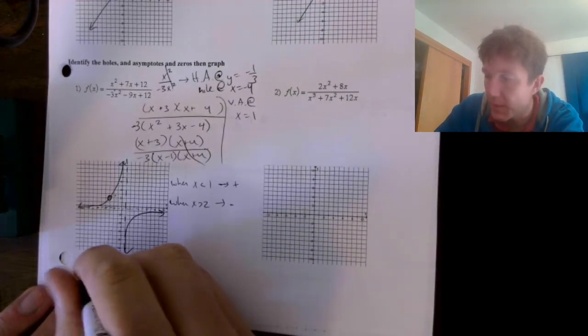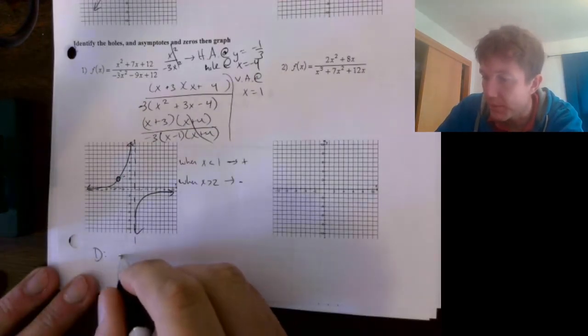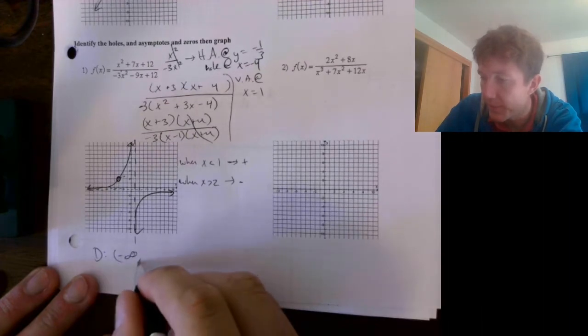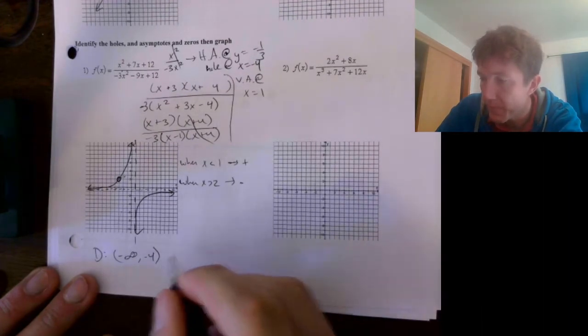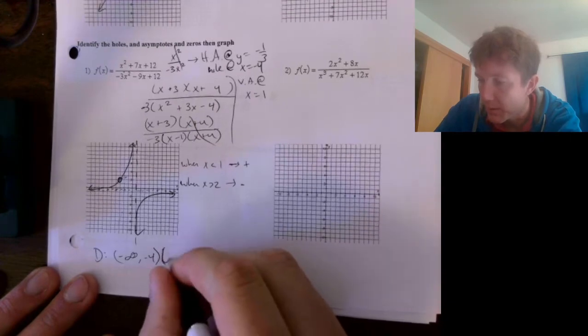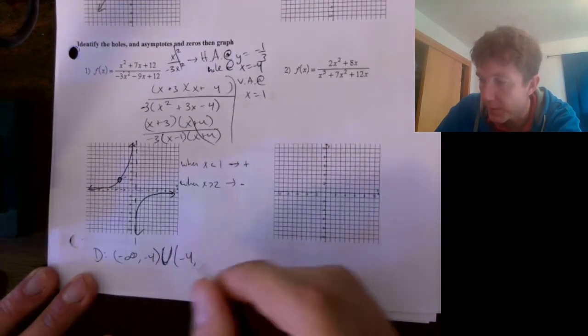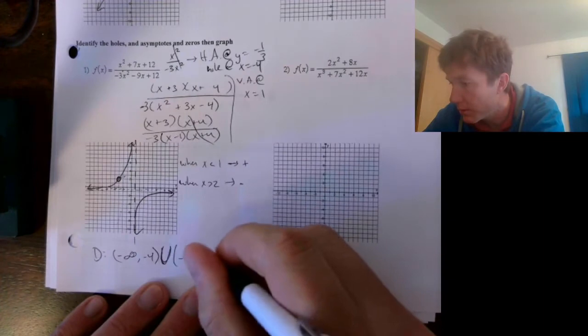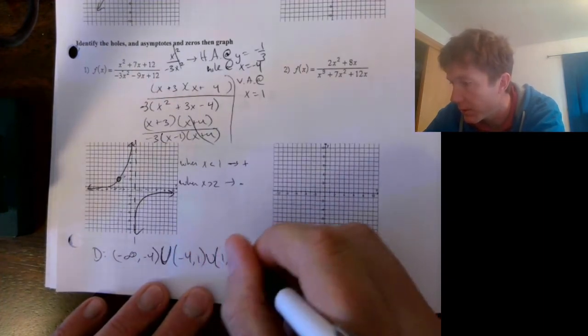So if you want to say your domain, the domain is going to be -infinity to -4, and then we can use this sign, it's called a union, -4 to 1, union 1 to infinity.